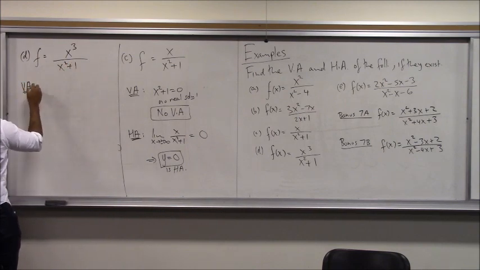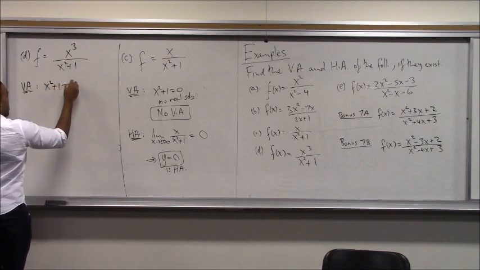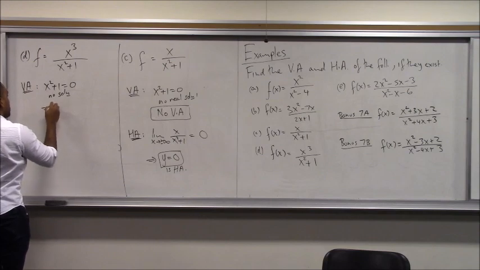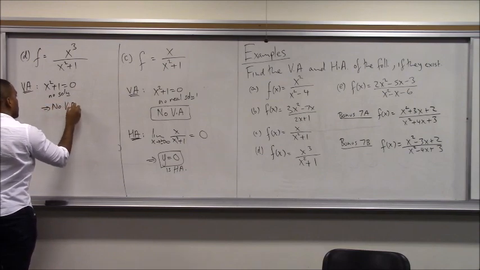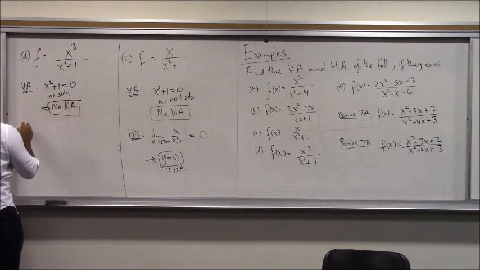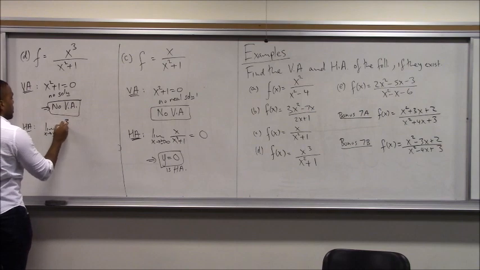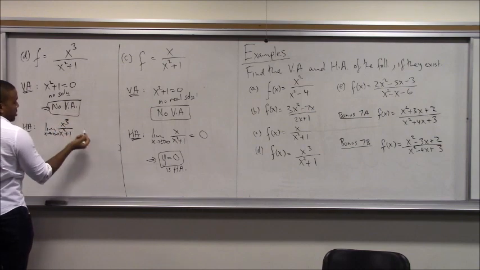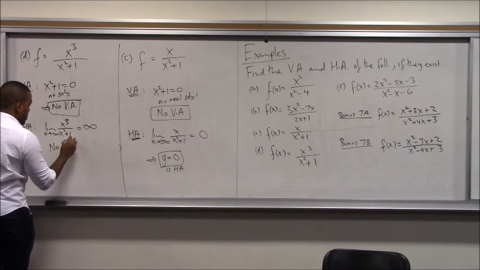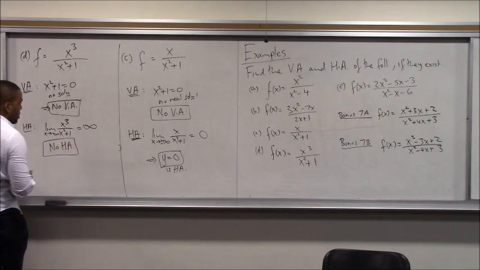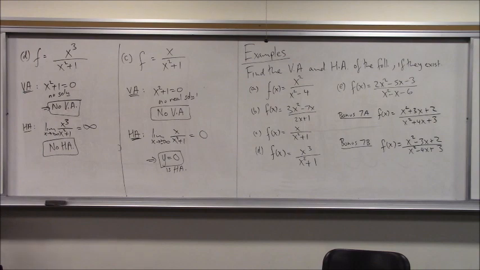Vertical asymptote. Right. You said the denominator equals 0, no solution, no real solution anyway. This means no vertical asymptote. Horizontal asymptote. There is none. Right, you look at the limit as x approaches infinity. Highest power is on the top, no horizontal asymptote. So this one has no vertical or horizontal asymptote. Right? You don't have to have it.